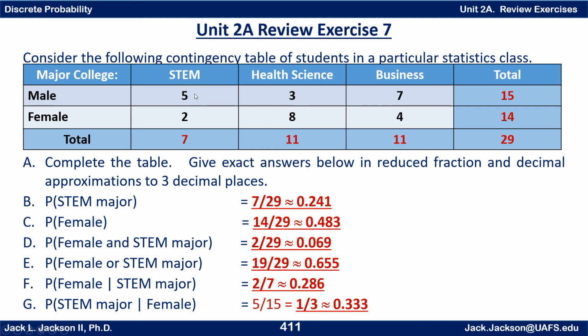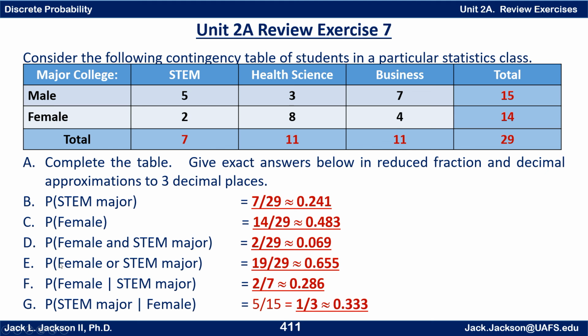An easier way to do that would be, the STEM majors are already added up, so we could take the 7 there and add the 8 and 4 to it. Or probably the easiest way, the females have already been totaled up to be 14, just add those 5 male STEM majors to make 19. So either way you go, there's 19 of them. So the probability that you pick a female or a STEM major is 19/29, or approximately 0.655.